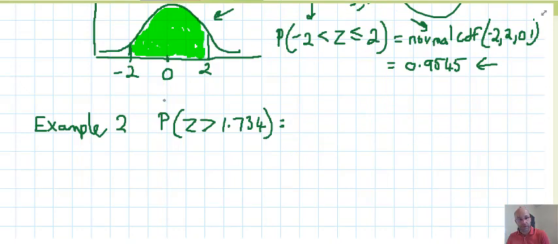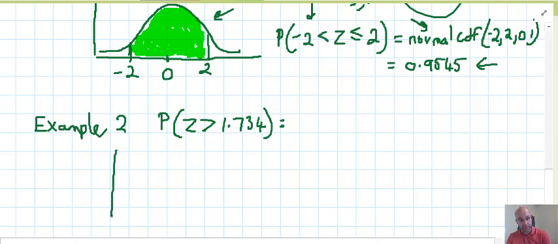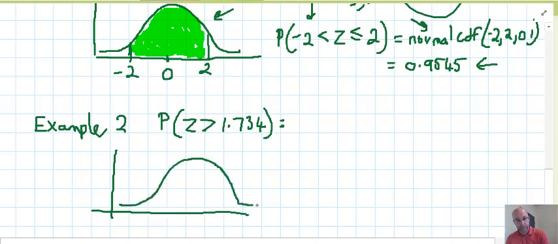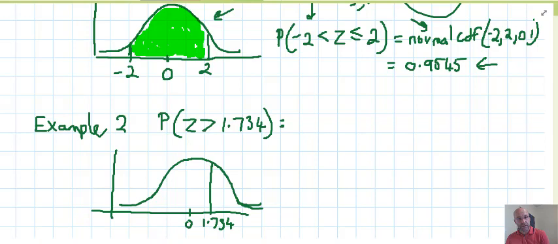Final example: the probability that Z, the standard normal, is above 1.734. Alright, so we put in our normal curve, and above, now 1.7 is somewhat above 0. It's only a sketch, so there we go, 1.734. We are after the zone above that, so that's up to infinity there, and it starts at 1.7.